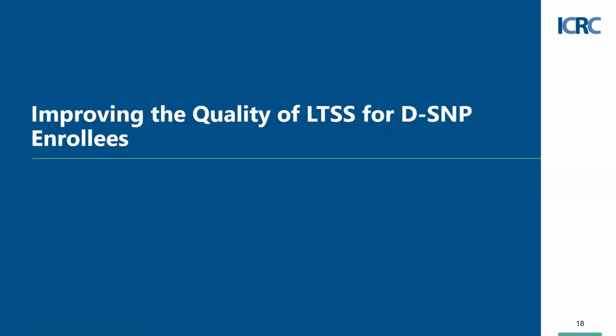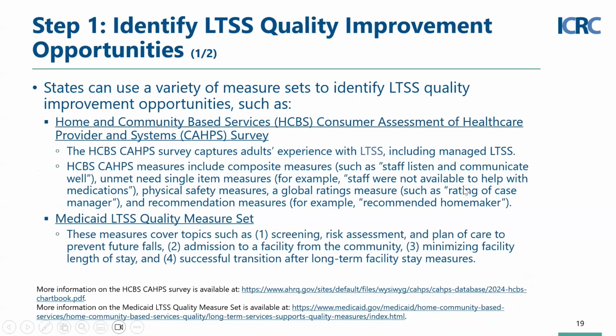Next, we will discuss how states can improve LTSS quality for D-SNP enrollees. Slide 19, please. The first step is to identify LTSS quality improvement opportunities. There are several resources available to states to identify these opportunities, such as the HCBS Consumer Assessment of Healthcare Provider and System Survey, or CAHPS, and the Medicaid LTSS Quality Measure Set.